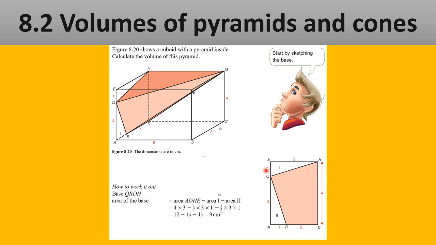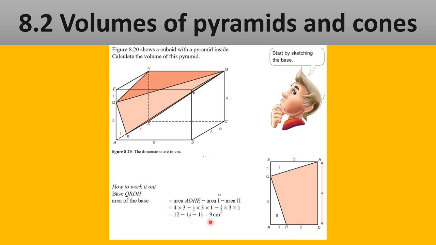So a half times 1 times 3, or a half times 3 times 1 is the same. And here a half times 1 times 3 as well. So they do area of the whole rectangle, 4 times 3, minus this one, minus this one, gives me 12 minus 1.5. Minus 1.5 is 9.